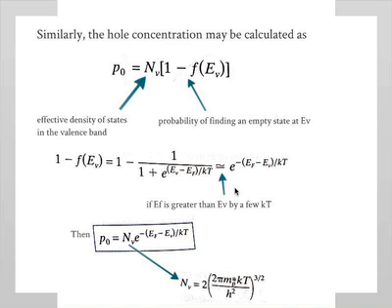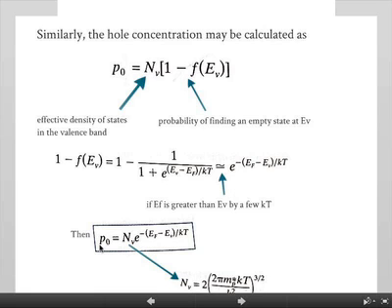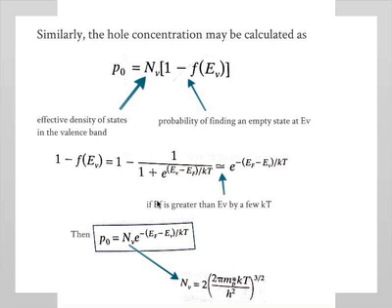Then you get an expression which looks like this. P naught is NV, which is the effective density of states at the top of the valence band, multiplied by the probability, which depends on the distance of the Fermi level from the valence band.